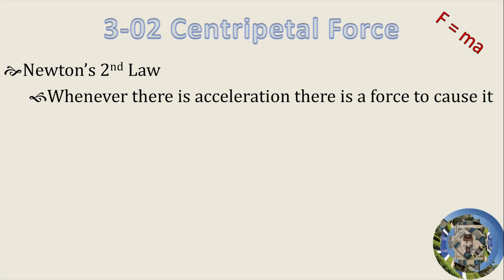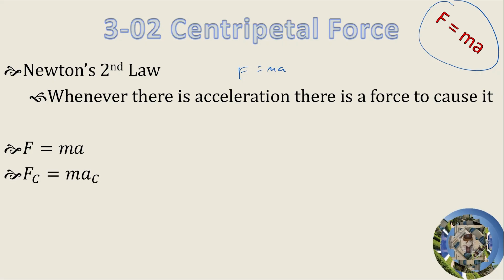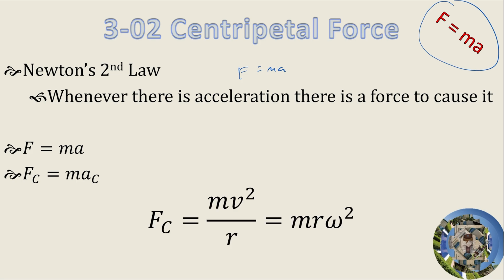According to Newton's second law, which was F equals ma, where there's acceleration, there's a force to cause it. So, if I have F equals ma, but our acceleration is centripetal acceleration, the centripetal force must be the mass times the centripetal acceleration. So centripetal force would be m times v squared over r, or m times r omega squared.